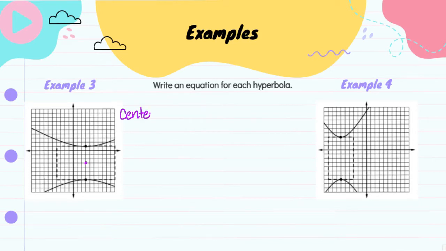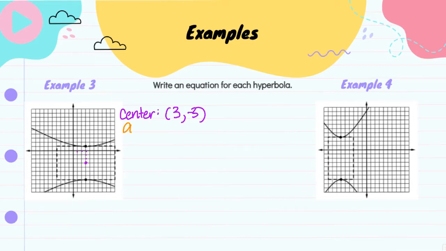So the center for this one is 1, 2, 3, and then negative 1, 2, 3, negative 3. So 3, negative 3. Now notice that this is a vertical hyperbola. So instead of the vertices being to the left and to the right, these vertices are above and below.